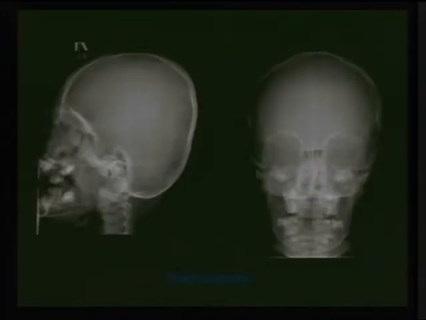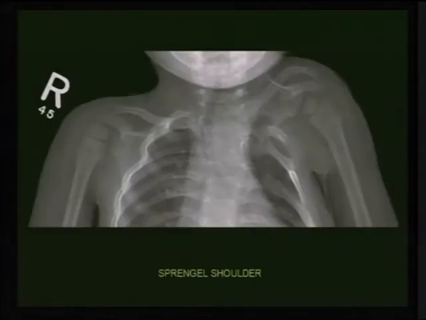If only one suture, not all the sutures, is fused, you will find the skull is elongated in the direction of that fused suture. For example, if the coronal suture is fused, it will give you a brachycephaly. Brachycephaly means the width of the skull is increased. What do we call the scapula if it is raised, rotated, and fixed? Sprengel shoulder, and there could be a bone joining that scapula to the cervical vertebrae.